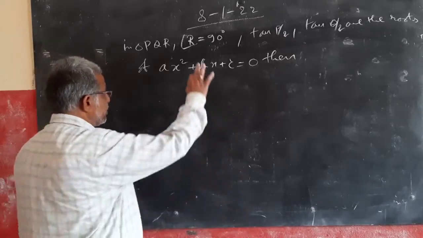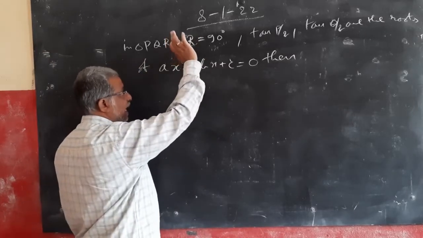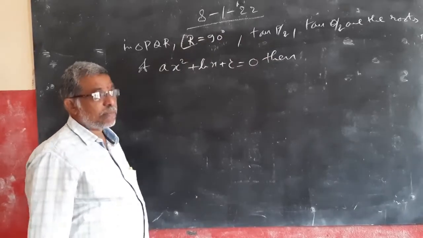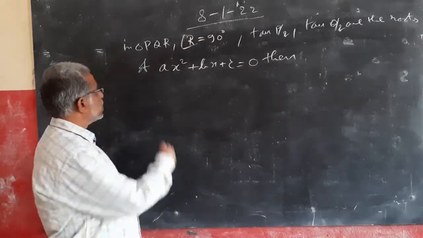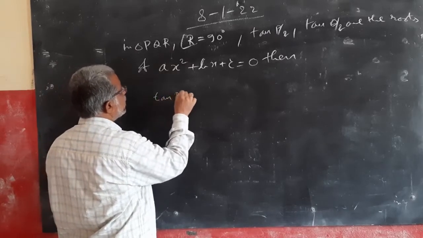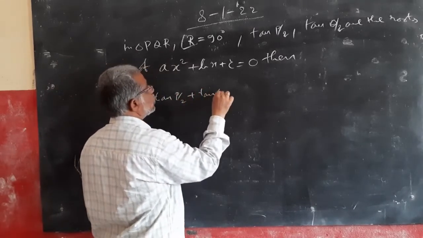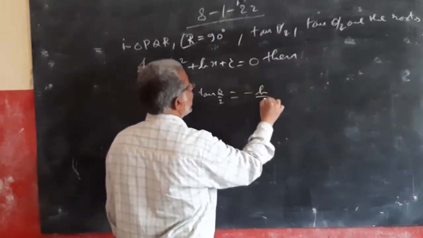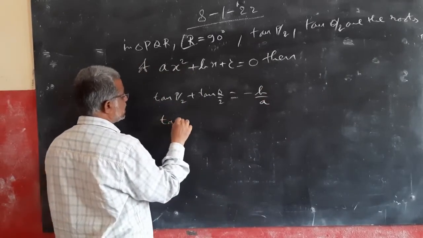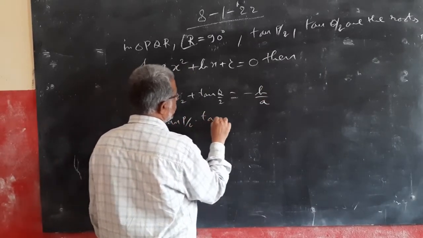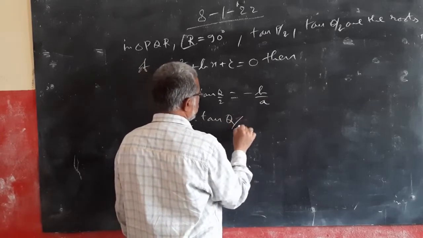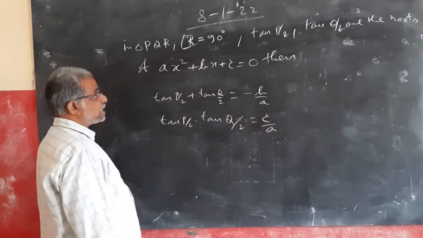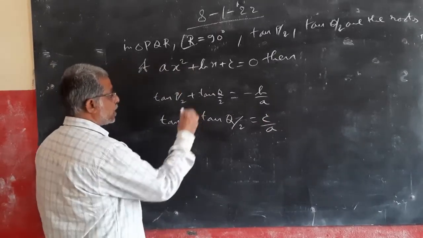Simple. First of all, whenever tan P by 2, tan Q by 2 are the roots of this equation, you know the sum of the roots and the product of the roots concept. So the sum of the roots, tan P by 2 plus tan Q by 2, equals minus b by a. Next, we know the product of the roots, tan P by 2 into tan Q by 2, equals c by a. So what can I do now?